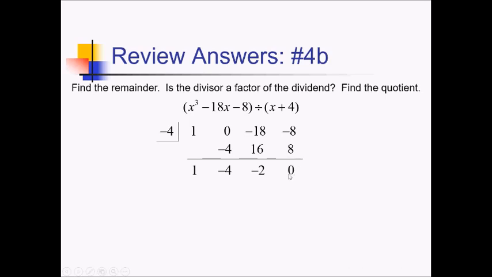Since our remainder, this last number down here, is 0, that means that our divisor, x plus 4, is a factor, so yes, it is a factor of our dividend. And then our quotient is these other numbers down here that aren't the remainder. So this 1 really represents 1x squared. It's always 1 lower than the exponent we started with. So that's 1x squared minus 4x. And then this -2 is just the constant -2.